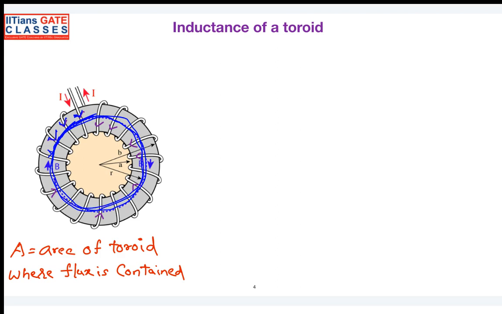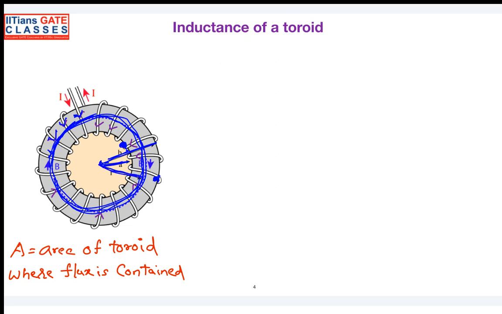As I said, if you see here, this is the inner portion and this is my outer edge. The inner edge is at a distance of A and the outer edge is at a distance of B from the center of the toroid. Now, you take a loop within the toroid itself, having a radius of R.